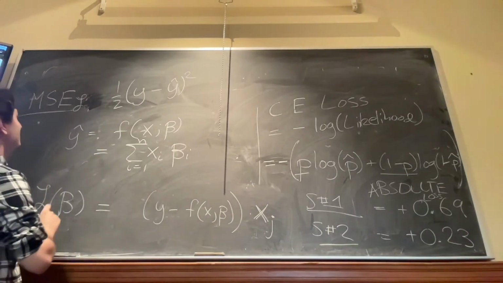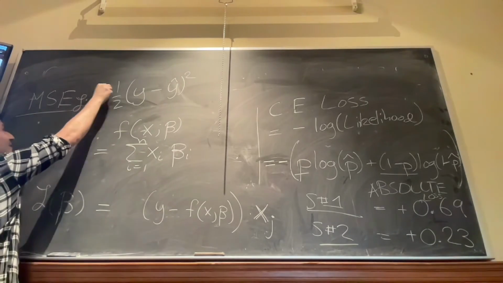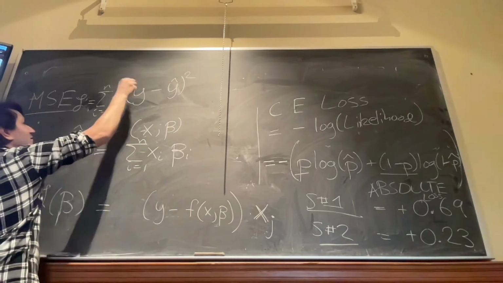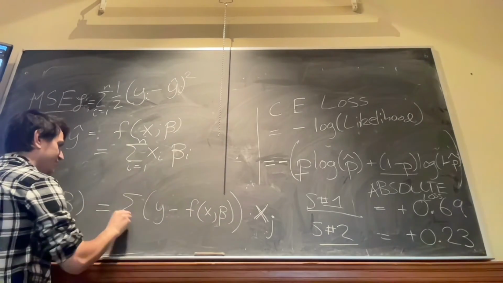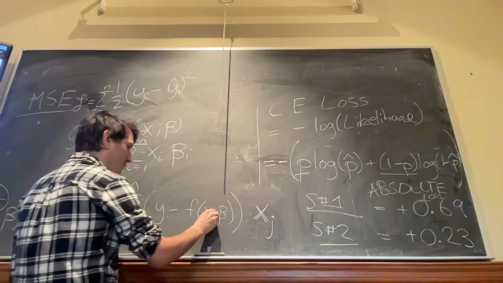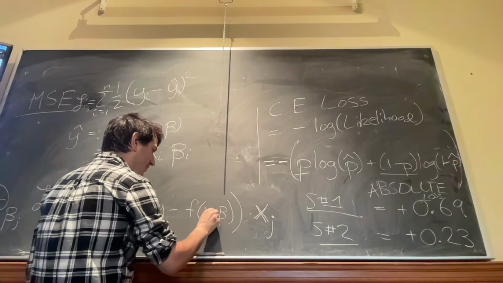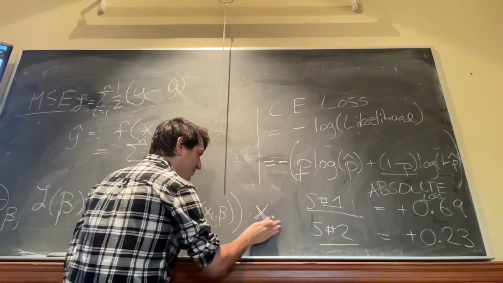Okay, and let me make some samples here. So this is just one, but let's pretend there's n samples. So we'll do the sum from 1 to n, and then we're going to have an x_i here, and this is x_ij.